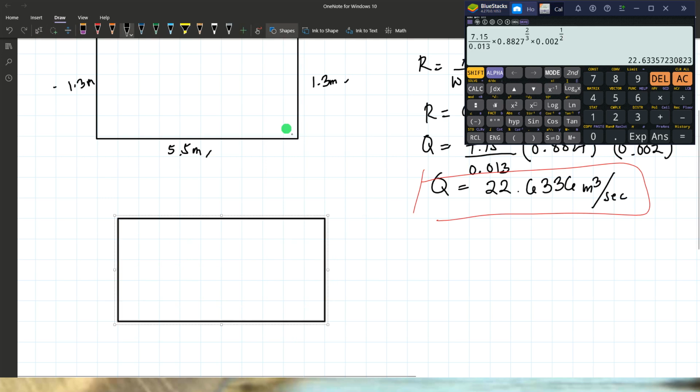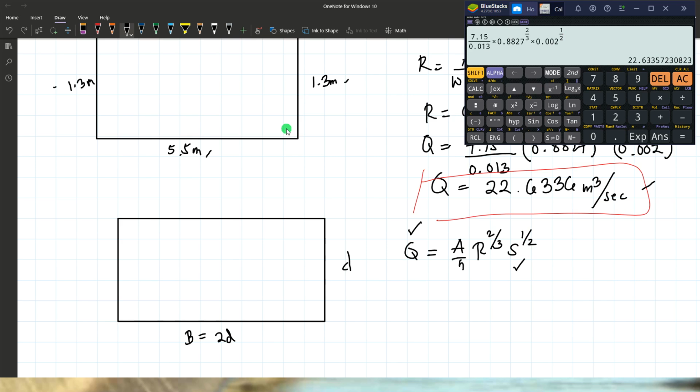So according to our lecture, the most economical section should be: the width should be twice its depth. So this is 2D. It says there that if we use the same flow rate Q, using the same formula, R raised to 2/3 S raised to 1/2, using the same Q and slope, what will be the savings in excavation? So let's determine first what are the dimensions of this economical section.